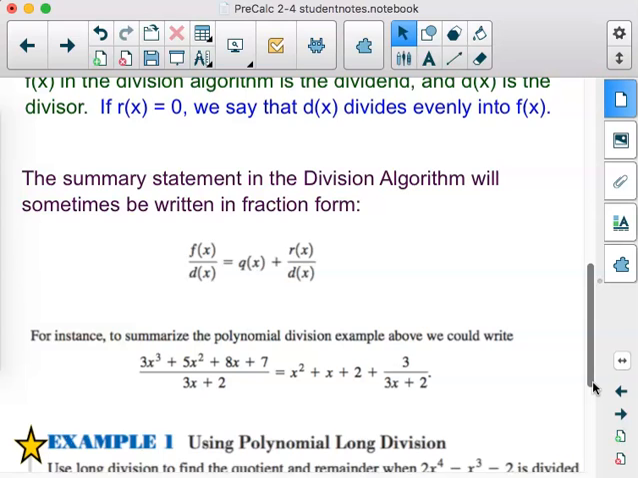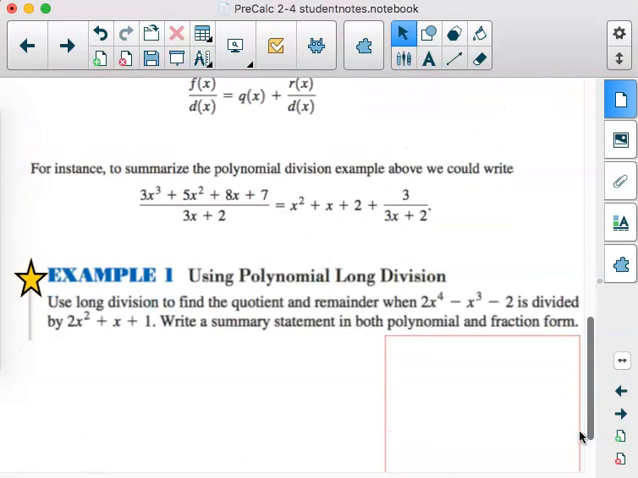For instance, to summarize what we just did, here it is with some nice type. Here's the exact same problem that we did with long division, and here's the quotient plus the remainder, 3 over 3x plus 2. So just two different forms, two different ways to write your answer.